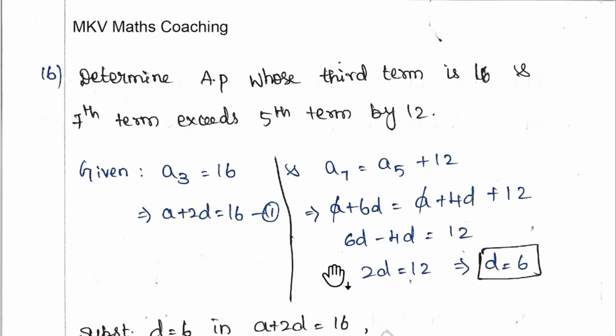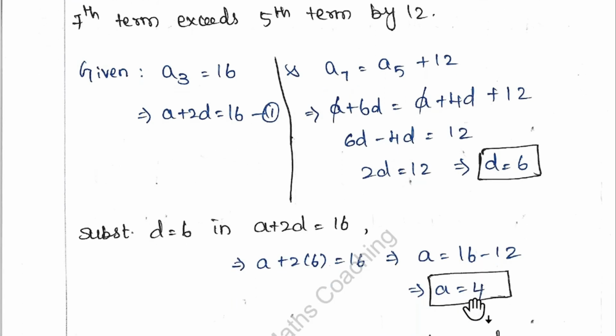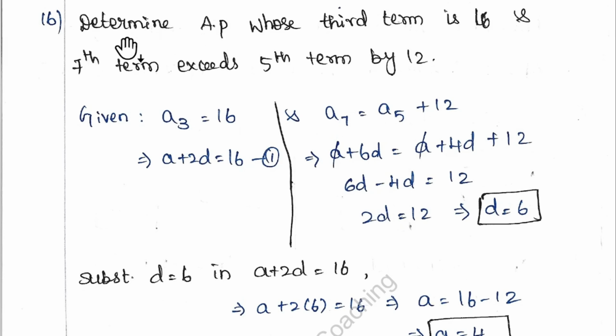D equal to 6. So once you get the D value, can I substitute in this equation to get the A value? So A plus 2 into 6 is equal to 16. So A is equal to 4. I am getting A value, D value as 4 and 6. What you need to find, determine the AP.